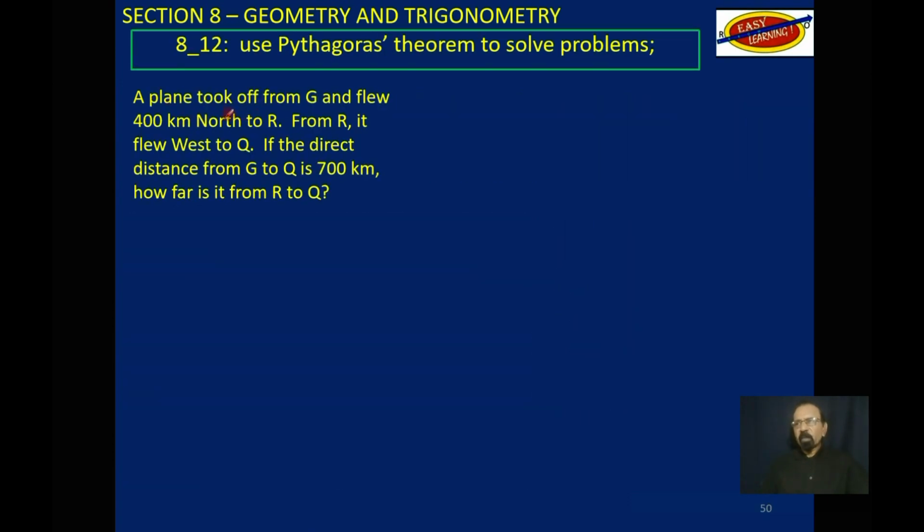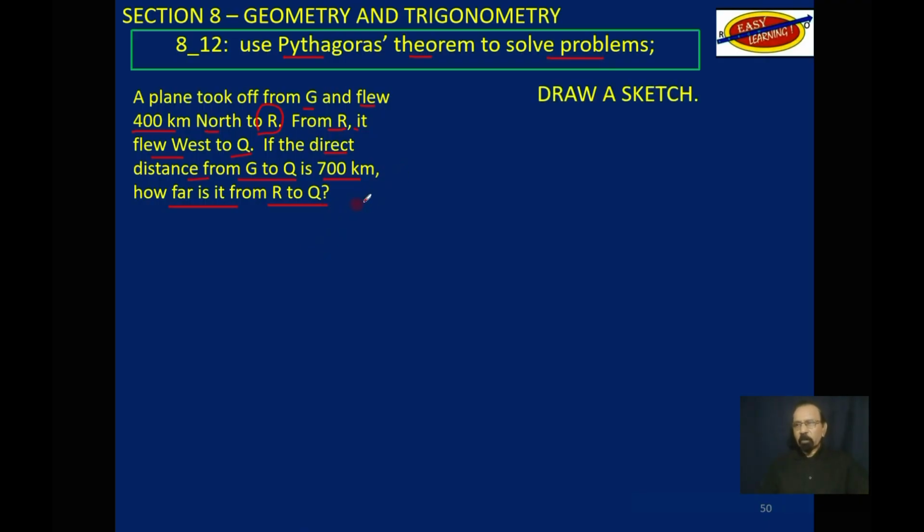Last question here. Remember, we have to use Pythagoras Theorem to solve problems. A plane took off from G, that's airport G, and flew 400 kilometers north to R. From R, it flew west to Q. If the direct distance from G to Q is 700 kilometers, how far is it from R to Q?